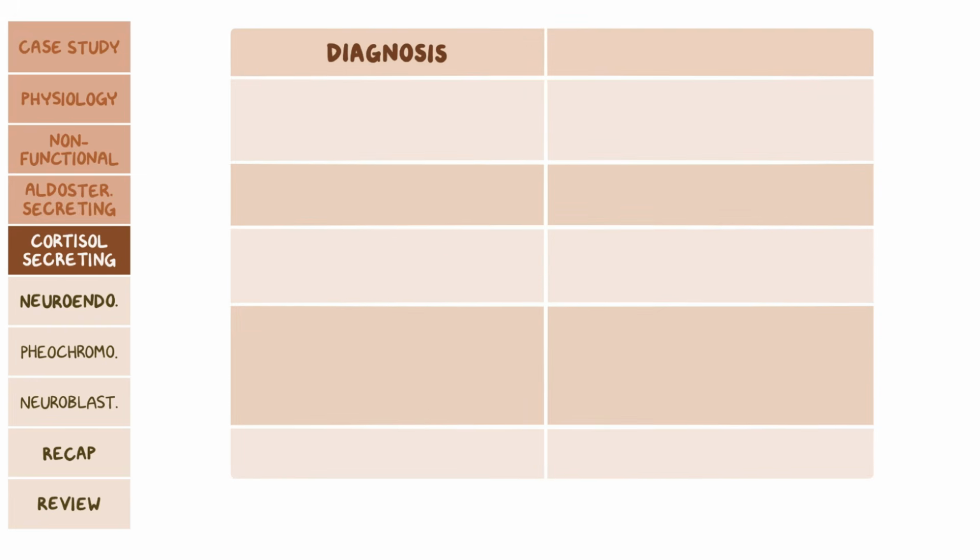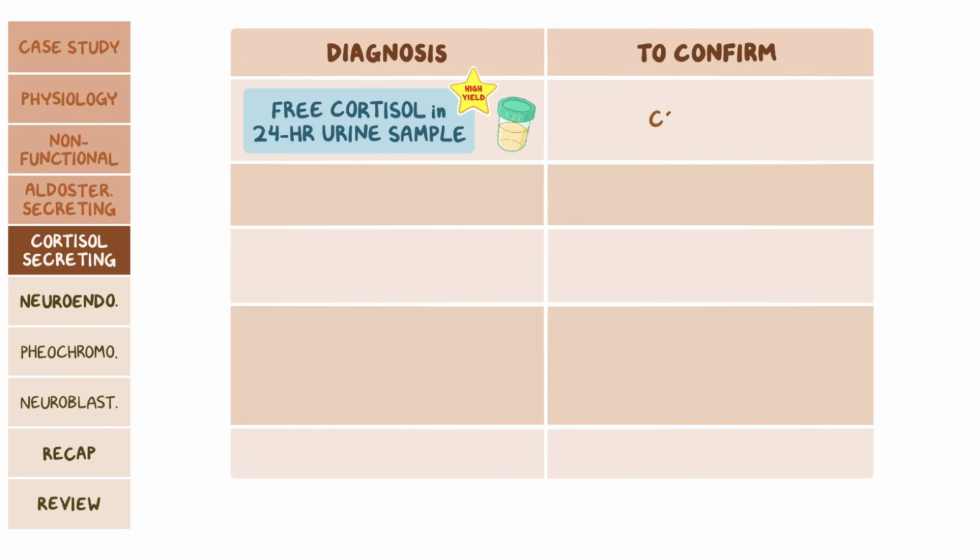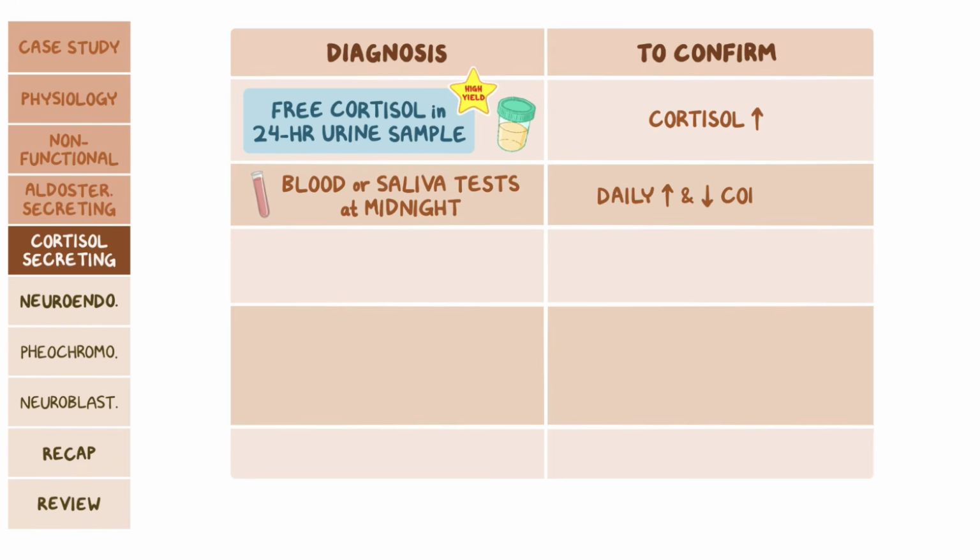Diagnosis of Cushing's syndrome caused by an adrenal tumor is a simple algorithm that's very high yield. It's initially based on measuring the free cortisol in a 24-hour urine sample to confirm cortisol levels are high. Alternatively, blood or saliva tests at midnight can help check if there's a normal daily rise and fall of cortisol levels. Moving on, we need to test the ACTH plasma level.